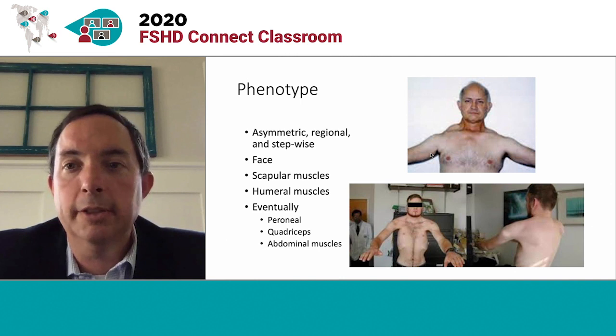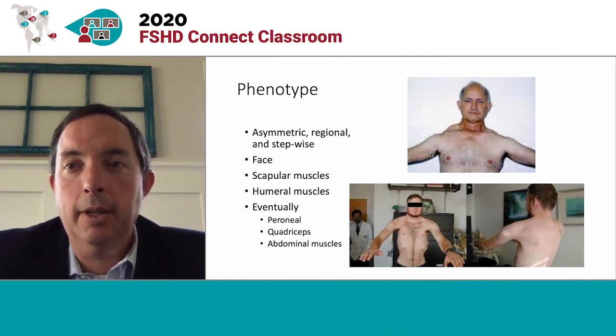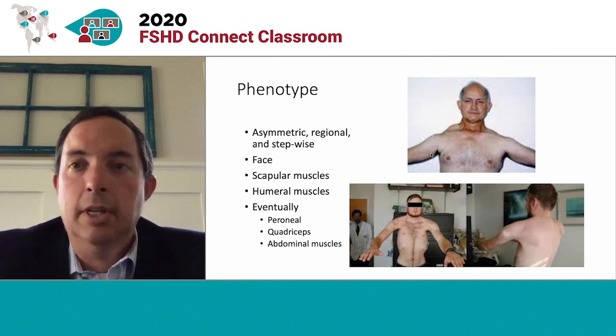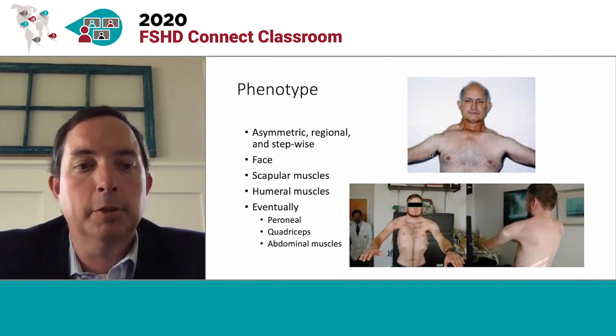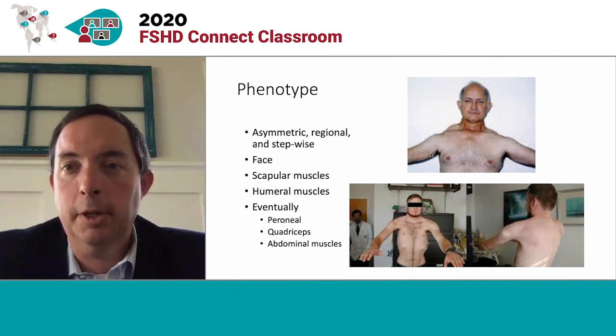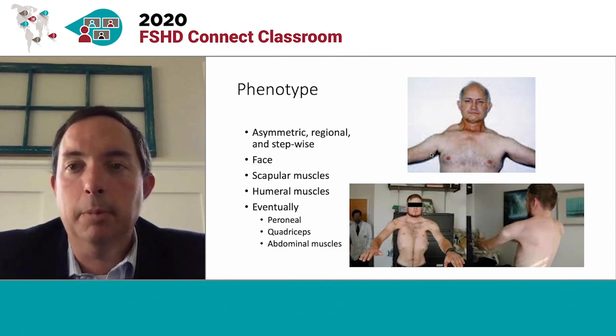Often there's weakness of the facial muscles, followed by weakness of the scapular muscles, which is that scapular wing, that bone that's kind of sticking out the back of your shoulder, and then weakness of the humeral muscles. And then, of course, it's a progressive condition causing weakness of the peroneal muscles, particularly the muscle that helps you raise your foot up, and then the quadriceps and abdominal muscles.